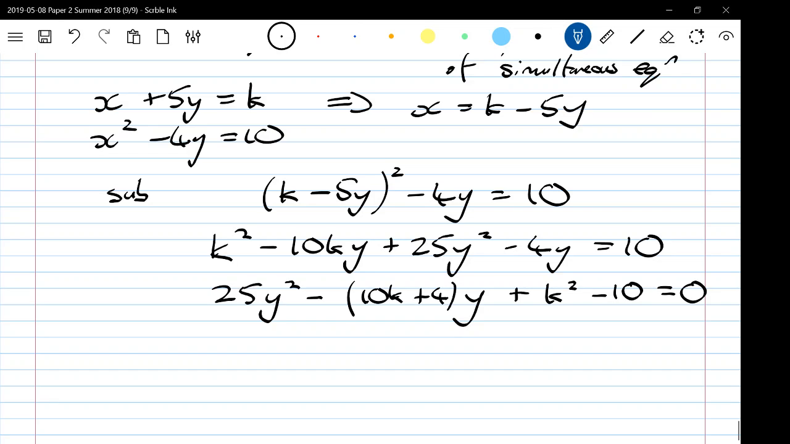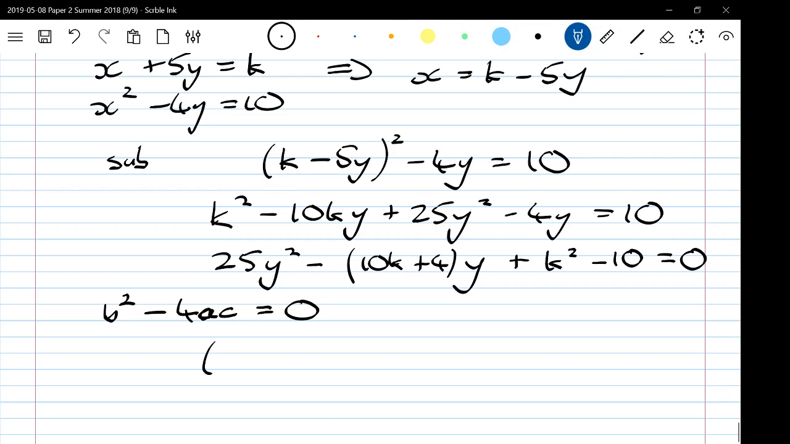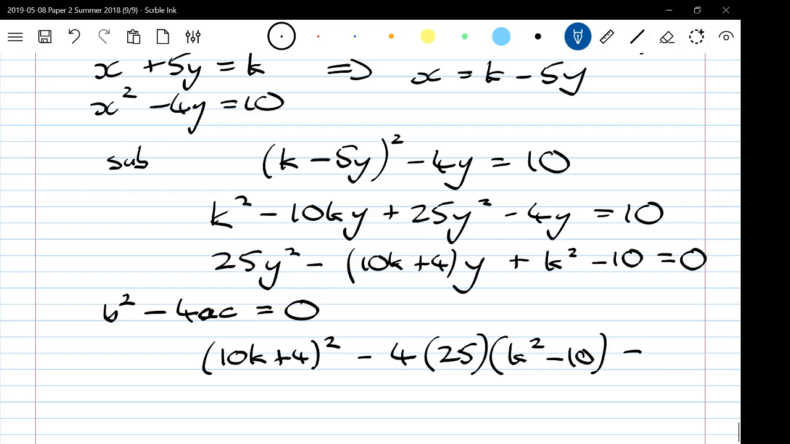Okay, and what I just said at the start of this was that if the line is a tangent, this means that this has repeated roots. It's a quadratic in terms of y. If it has repeated roots, then b squared minus 4ac must be equal to 0. So I'm going to go with b squared minus 4ac. That is b squared minus 4 times a times c is equal to 0. Not the nicest of equations.